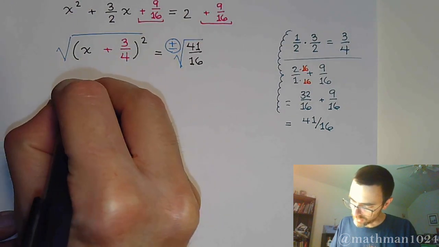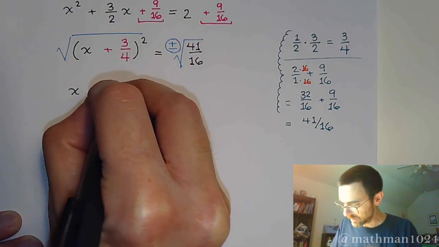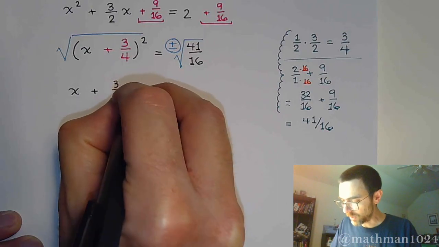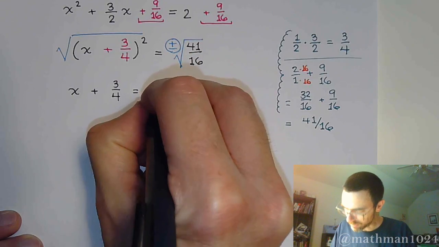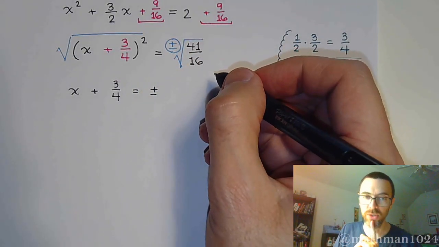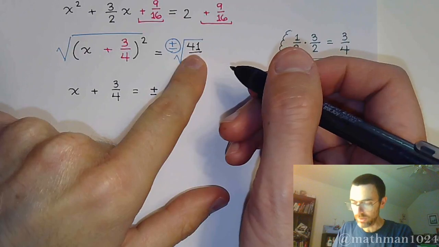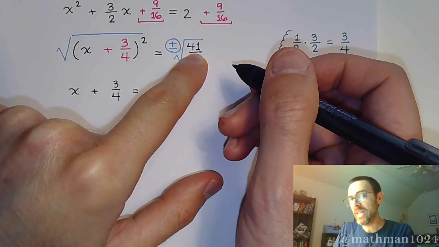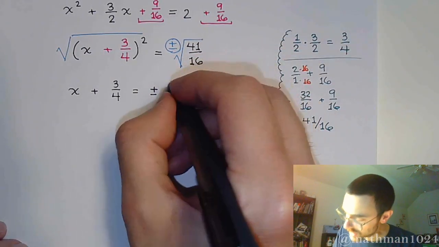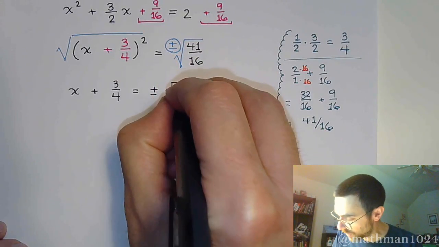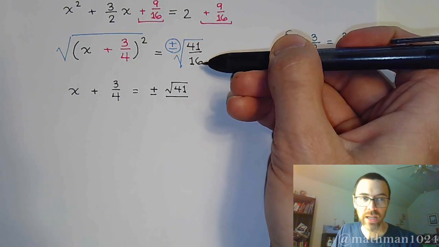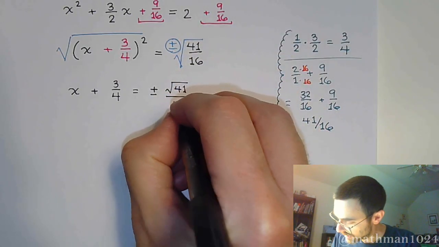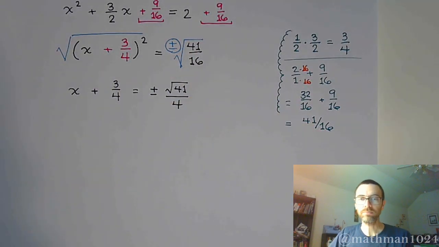On the left side of the equation, we just have x plus 3/4. On the right side, plus or minus. Now we can separate this into two smaller radicals. If I look at the square root of 41, I can't do anything with that. 41 is prime, so it stays as the square root of 41. However, when I look at the denominator 16, the square root of 16 is 4. So we were able to simplify just a little bit.